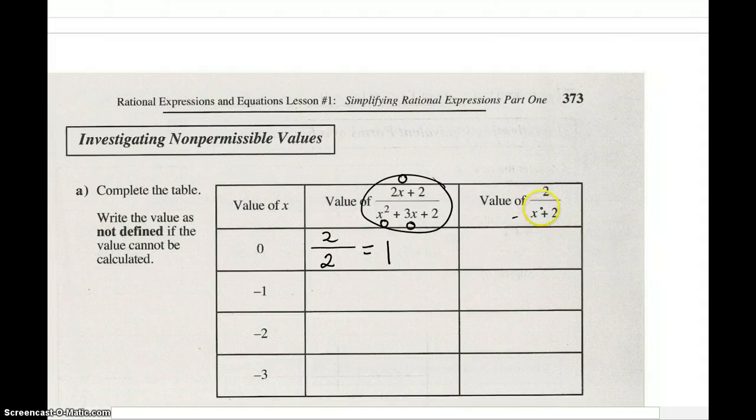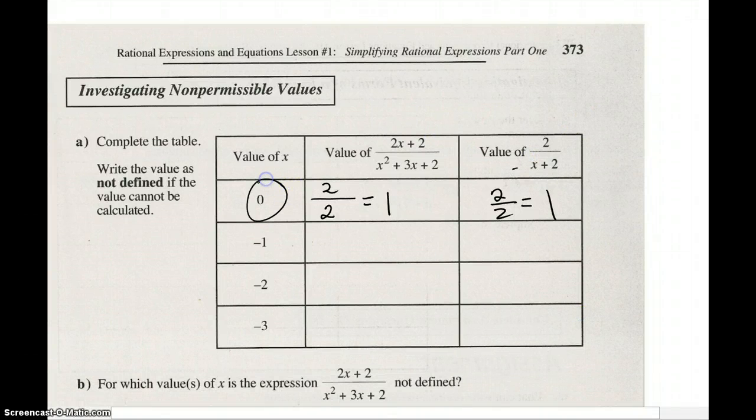Now over on this side, if I put a 0 in for the x, it's 2 over 2, which is also equal to 1. So easy. I'm not showing you all the steps as I did in the last page, but we know all I'm doing is substituting this 0 in for the x's.